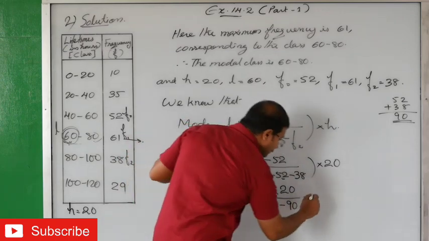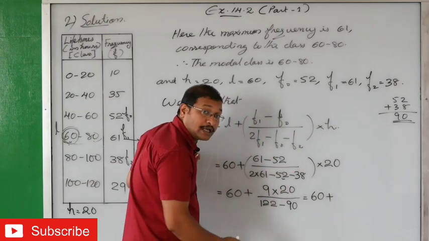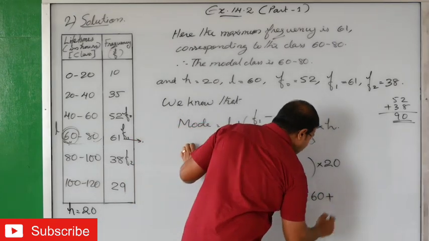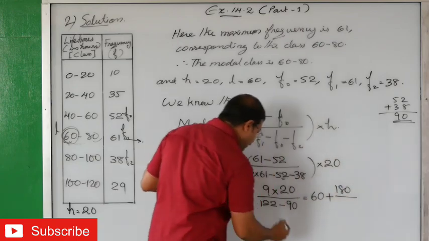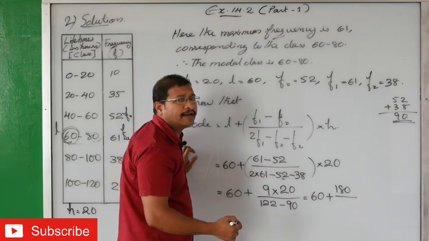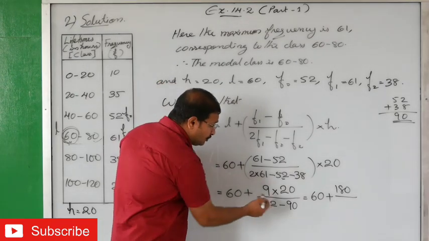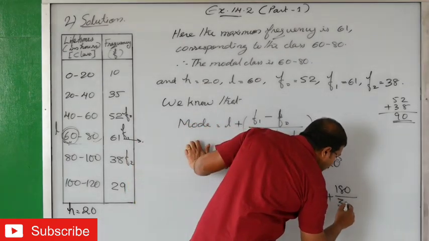Equals 60 plus, 9 2s are 18, that means 9 into 20 will get 180, divided by 122 minus 90. How much will we get? 32. If you have doubt, please subtract. Ready? So 32.